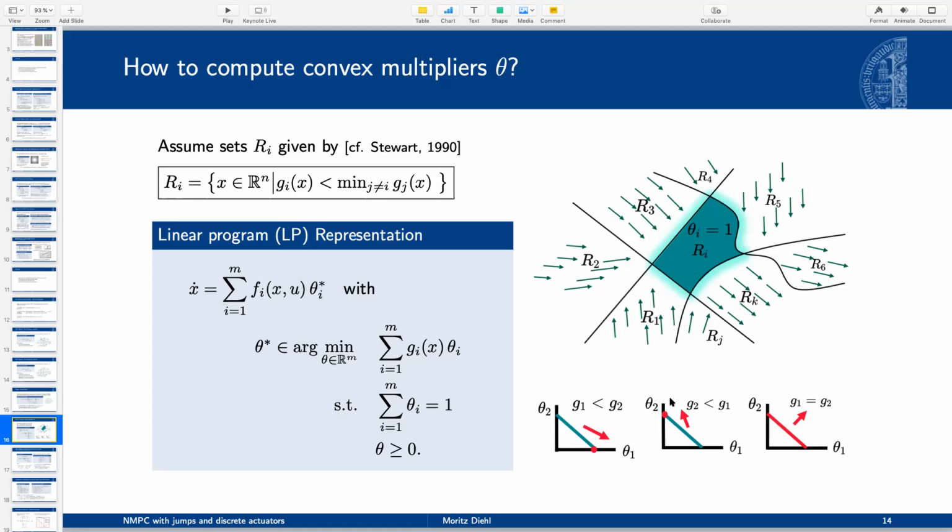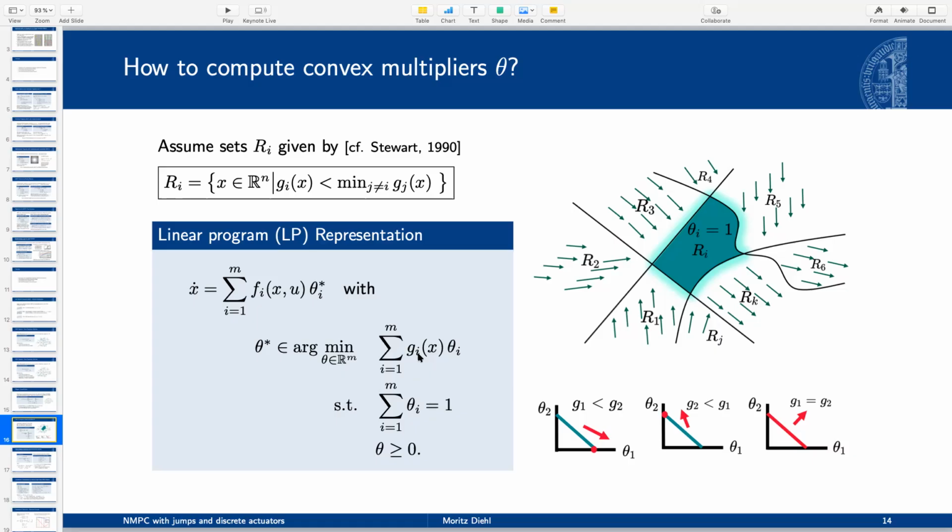So we basically choose our functions so that the minimum is in the region of interest. You can transform different formulations into each other, but this is a nice one. If you choose this, then you can actually show that these convex multipliers theta you can get by basically solving a linear program, which minimizes the sum of the g's weighted with the thetas. That's what we have here. Yeah, that's a linear program. For a fixed x, it's a linear program because theta are the optimization variables here.